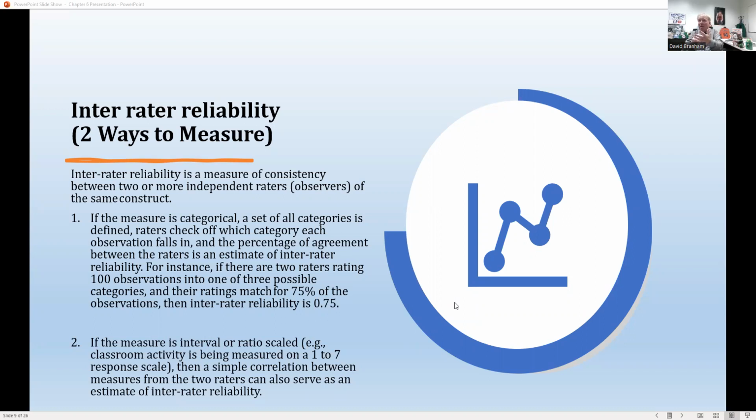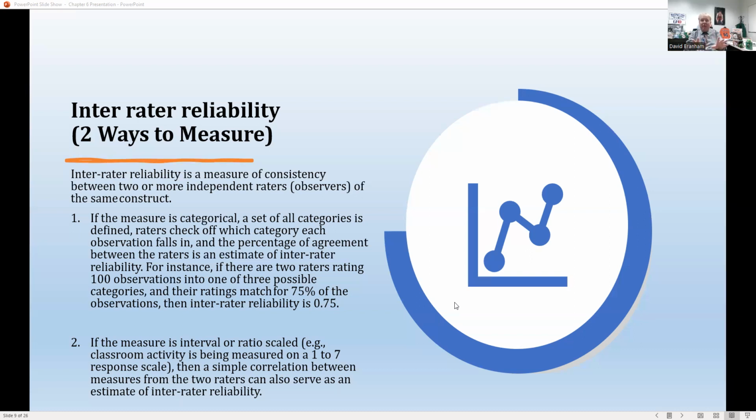So people may be sitting there measuring the same construct independently. And if you want strong reliability, those 2 raters should be rating each indicator the same way. So if a measure is categorical, for instance, an either or measure, yes, they're doing this, or no, they're not, a set of categories is defined, and then the raters check off with each category where the observation falls in. And the percentage of agreement between those raters is an estimate of inter-rater reliability.